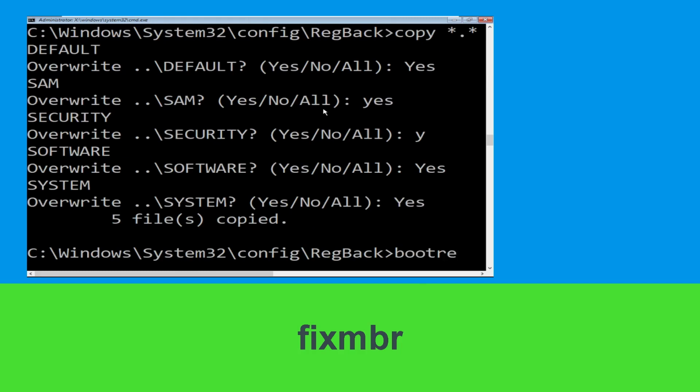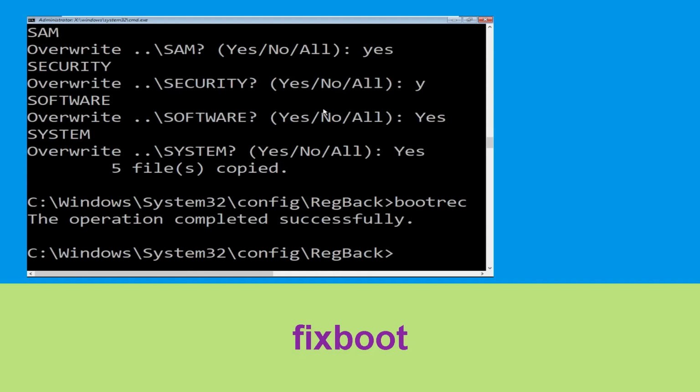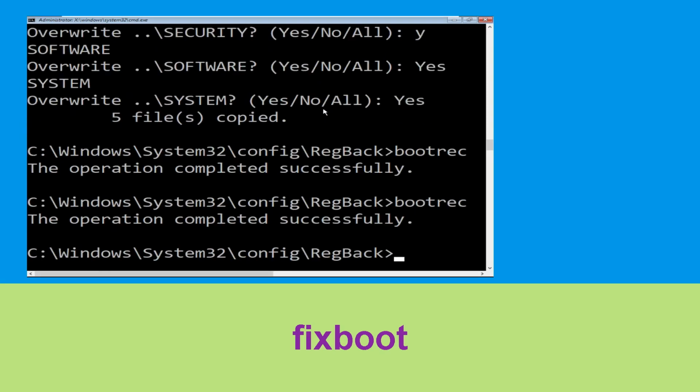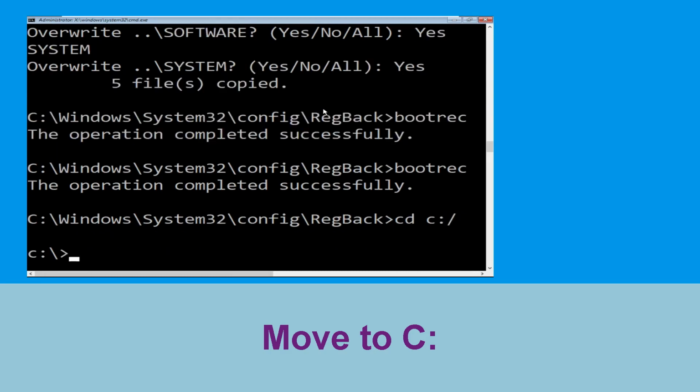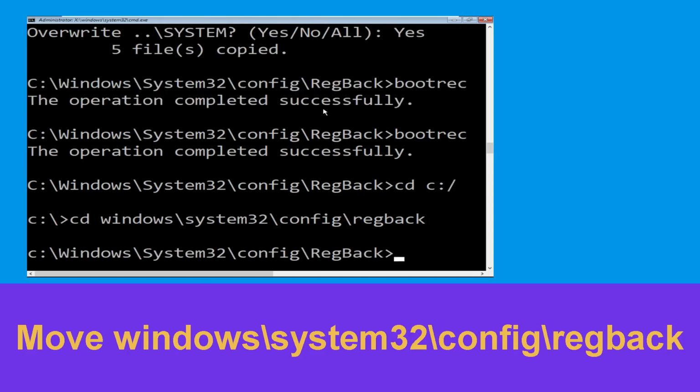Now type bootrec space /fixmbr and hit enter to execute the command. Now execute this command. Type in bootrec /fixboot and hit enter. Now type in cd space c:/ and simply hit enter to execute the command. Now execute this command. Type cd space Windows/system32/config/regback, then simply hit enter to execute this command.